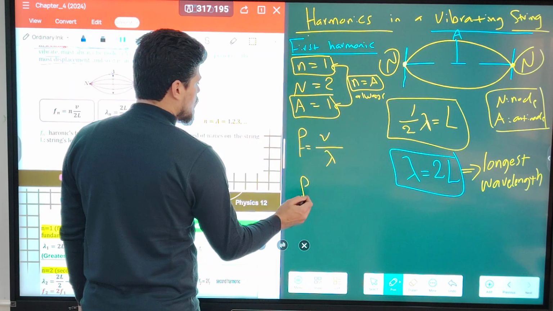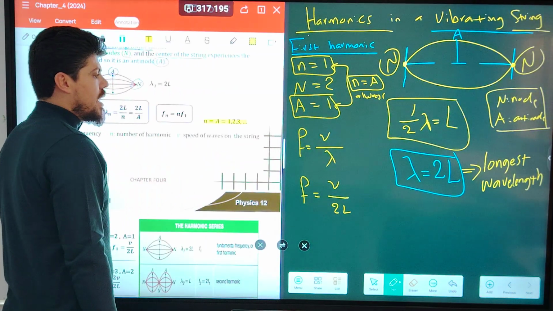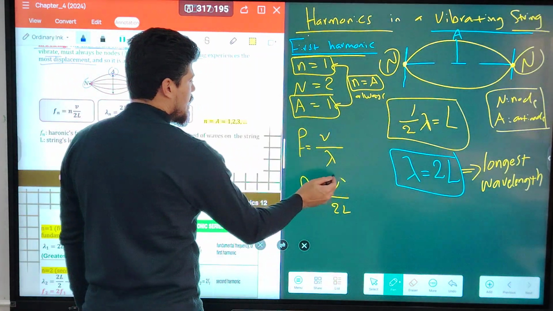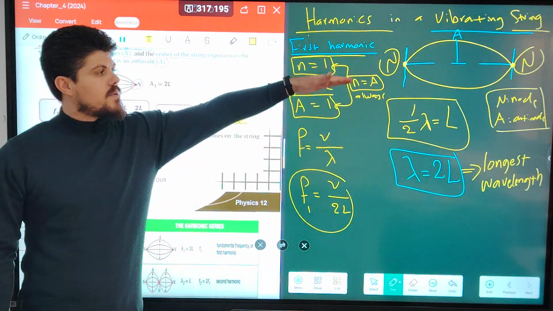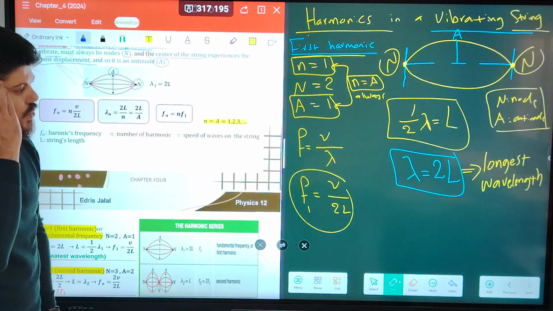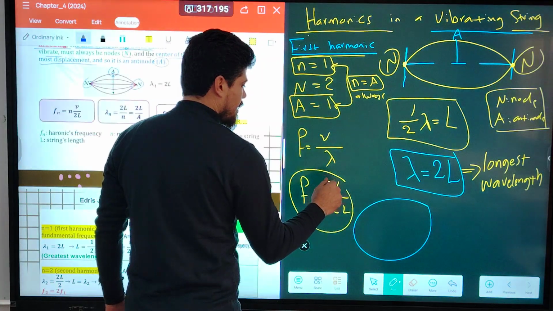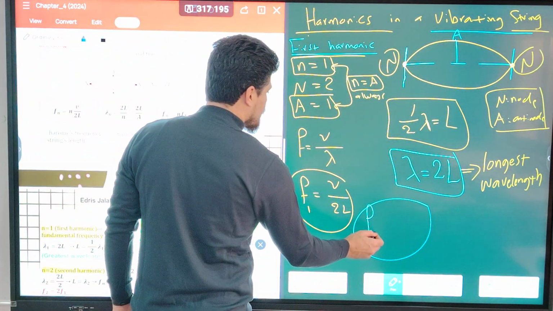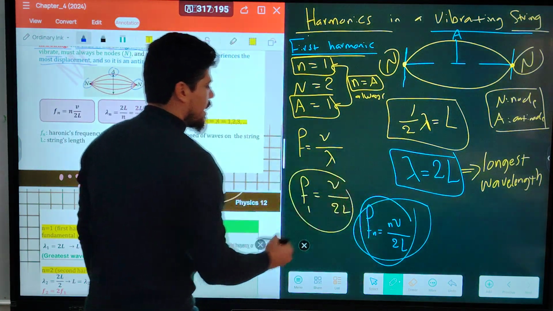So wavelength is equal to 2L. This is the first harmonic, n is equal to 1. F1, the fundamental frequency in a vibrating string for the first harmonic, is equal to v over 2L. So we have an equation to find the frequency of each harmonic. The frequency of each harmonic is equal to nv over 2L.